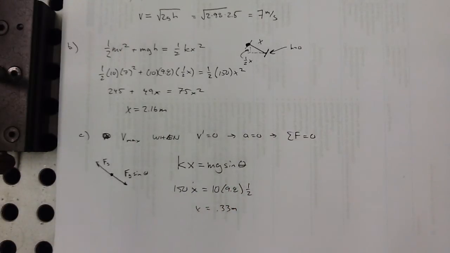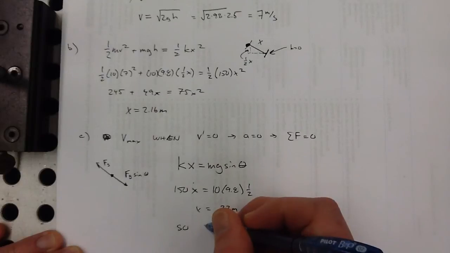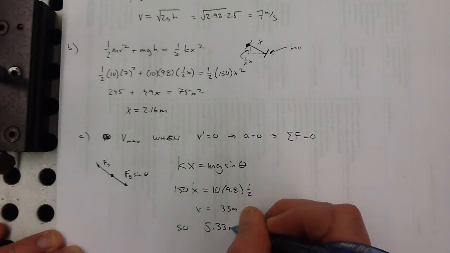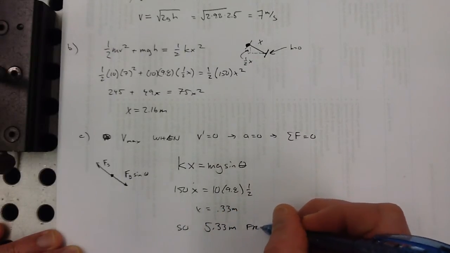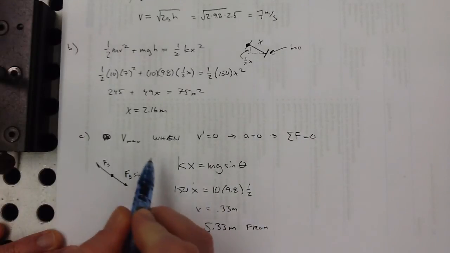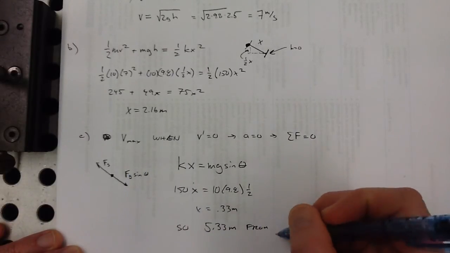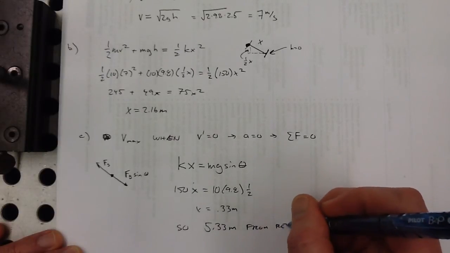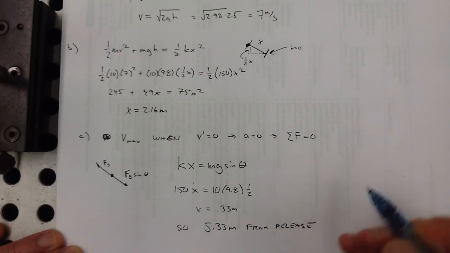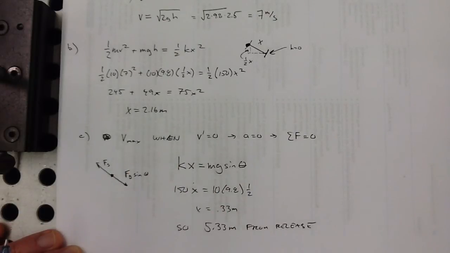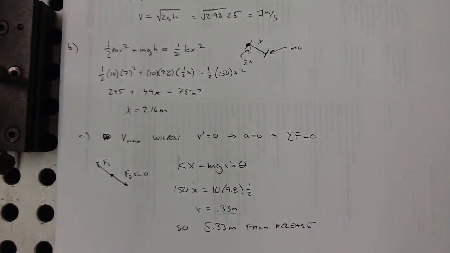The question is the location with respect to where the block was released. So that's going to be 5.33 meters from the release, right? Because it already slid down 5 meters till it got there. Now it's going to go another 2.16 meters after that. It's a big spring. But this is where the maximum speed happens. That's a good problem. I'm glad we got reminded of that situation.